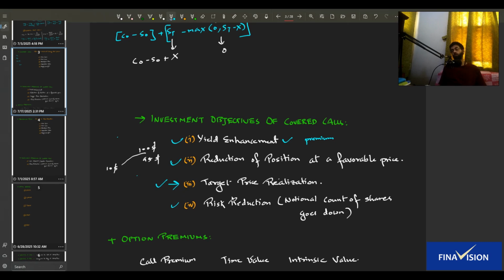One can reduce delta through this, for example. For example, a portfolio has a delta of close to 1, 0.98, and they want to be much more market neutral because of the market scenarios. They sell a partial covered call and they reduce that delta to 0.5 or 0.3. This can also be done, right? This is called risk reduction.